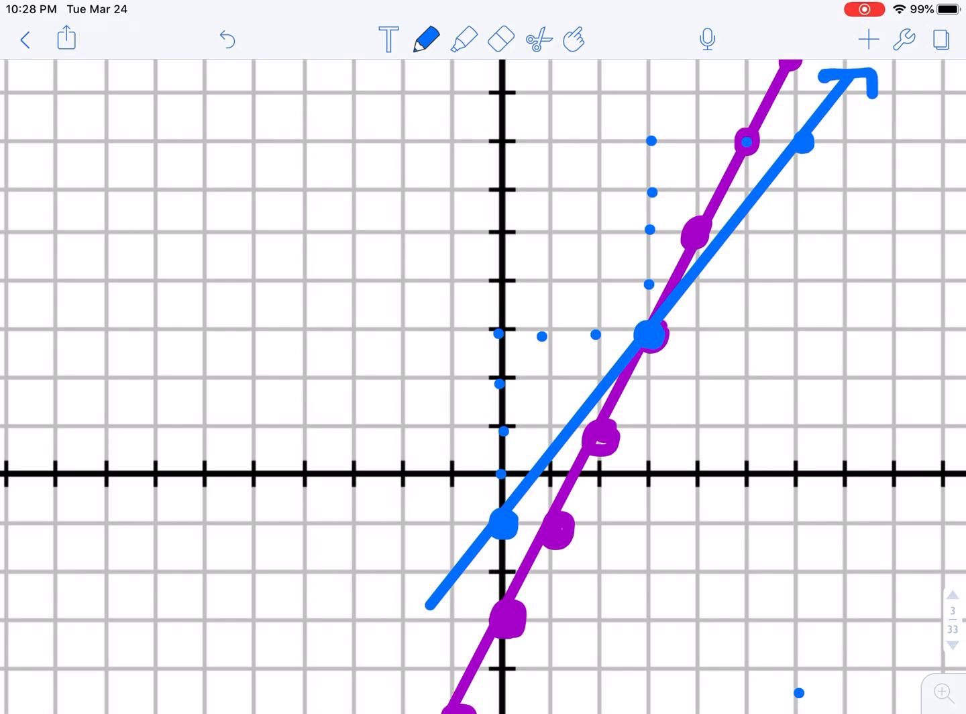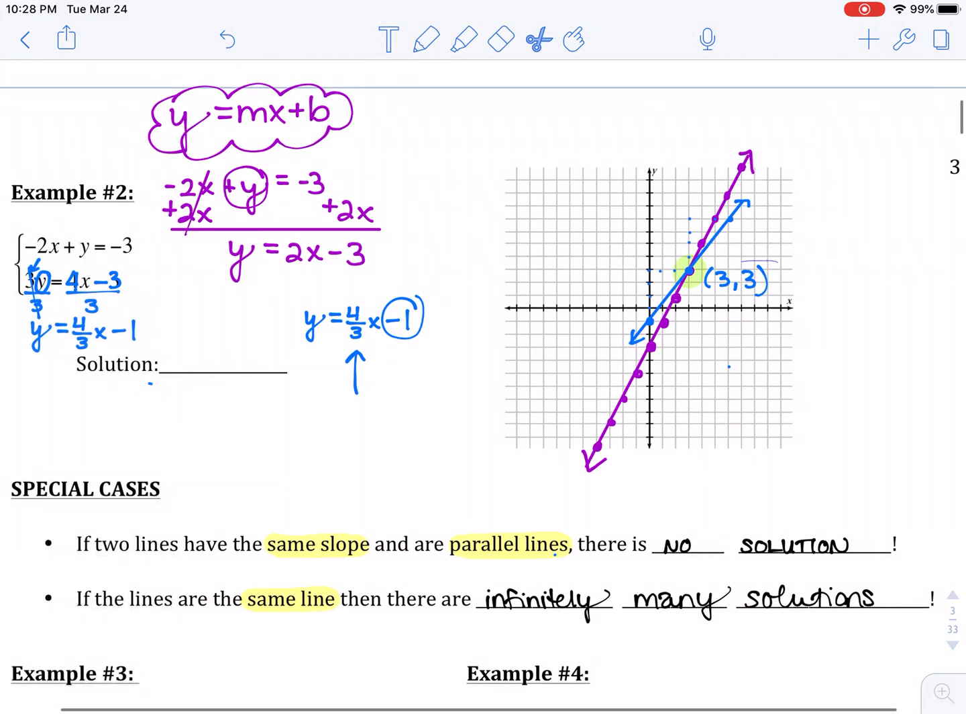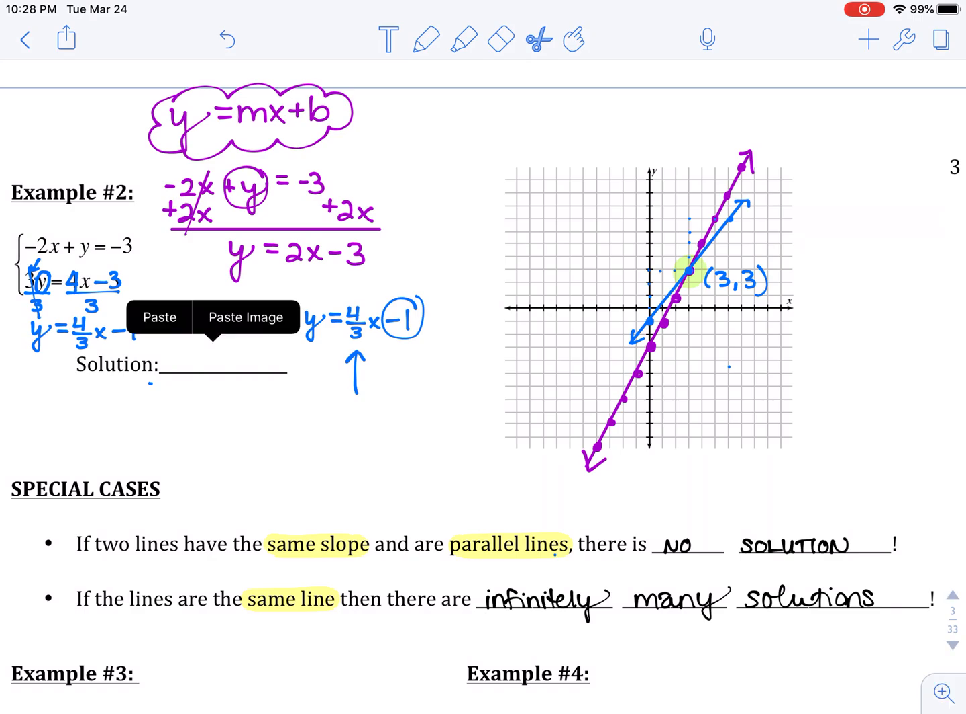Okay. This point right here lies on both the lines. The only thing left to do is to name the coordinates of that point, and that point has coordinates (3, 3). (3, 3) then is the solution to this system. That's the one point that lies on both of those lines, okay?